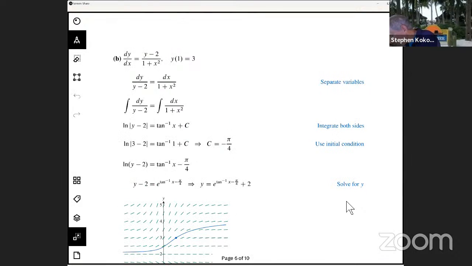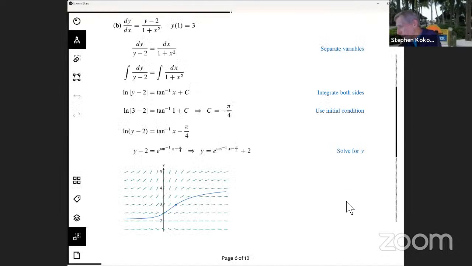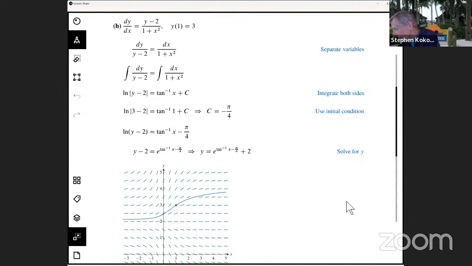Take a look at B. Oh, this has some good things in it too. So here we have dy/dx is equal to (y minus 2) over (1 plus x squared). We have another initial value problem, y of 1 is 3. This is a separable differential equation. I can get all the y's on one side, all the x's on the other.